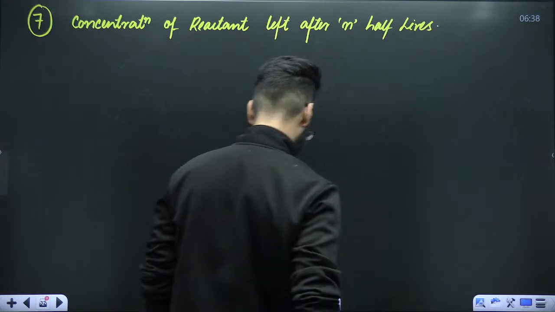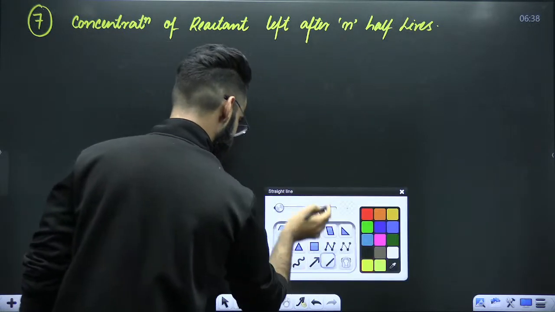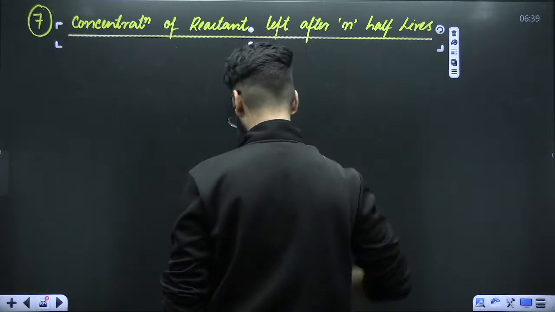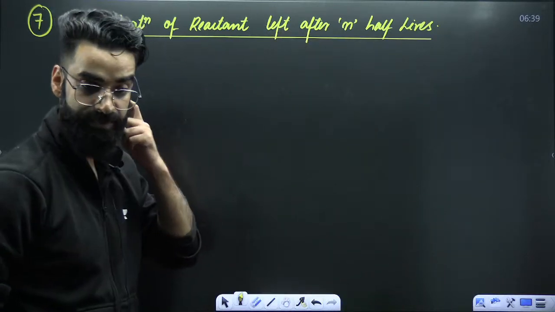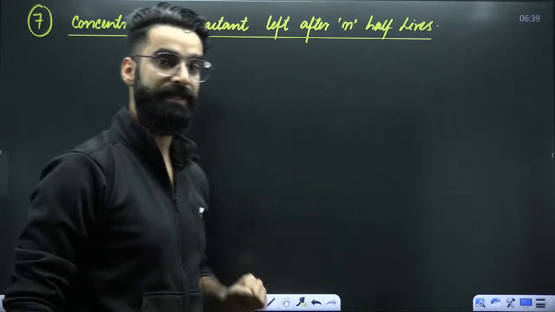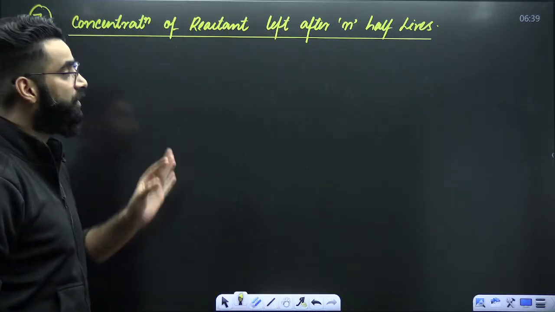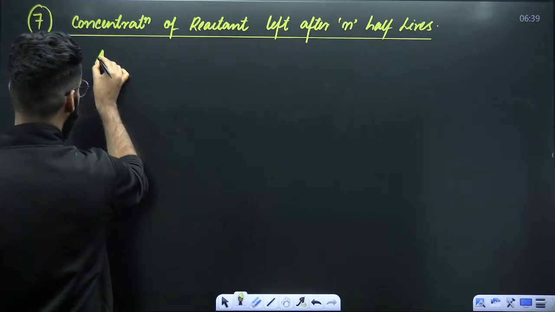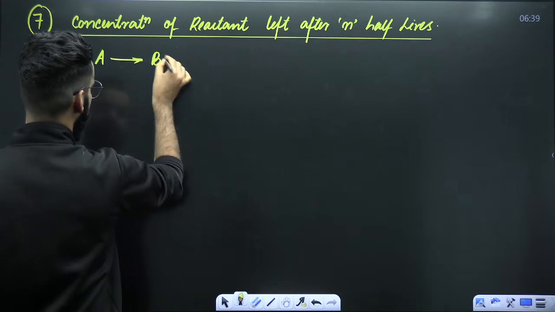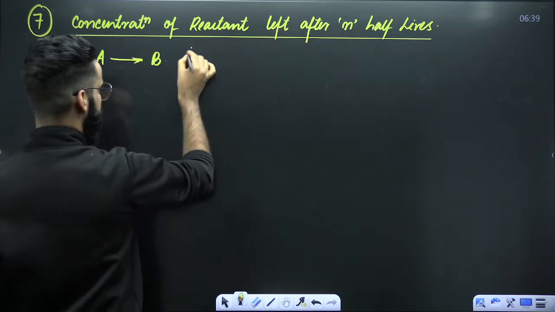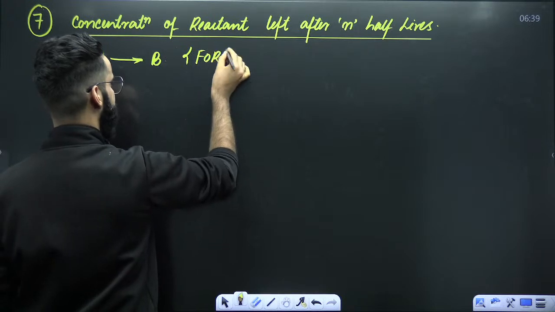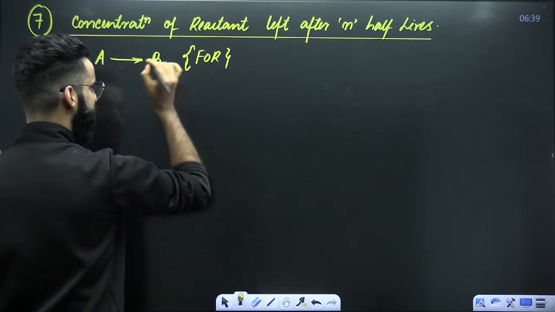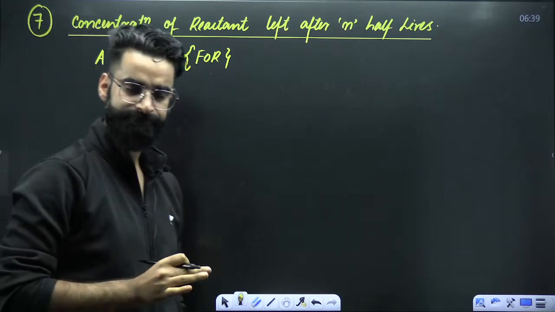Well, there is one expression which I'm going to give you directly. Let's not derive that because that's going to be a wastage of time, nothing else. I'll give you the expression, my dear students, and I'll show you how to utilize it. Try to understand what exactly I'm going to talk about: concentration of reactant left after n half-lives. Imagine that you have got a reaction A gives B. I'm assuming it's following first order kinetics. It is basically a first order reaction.